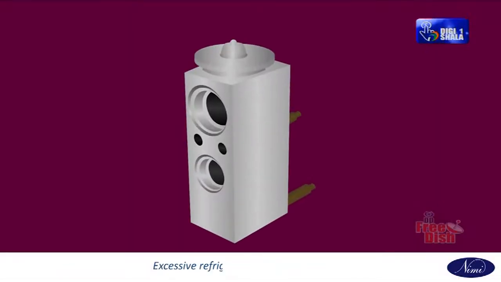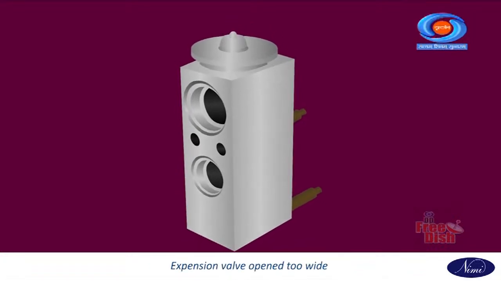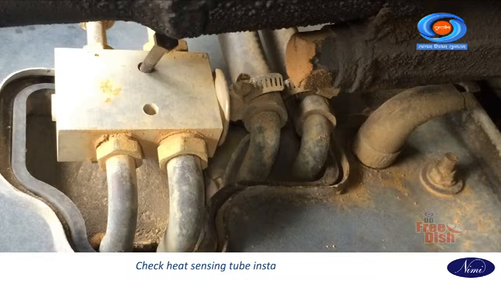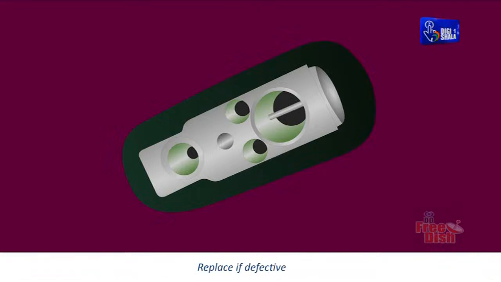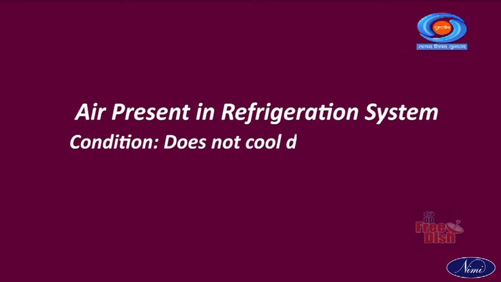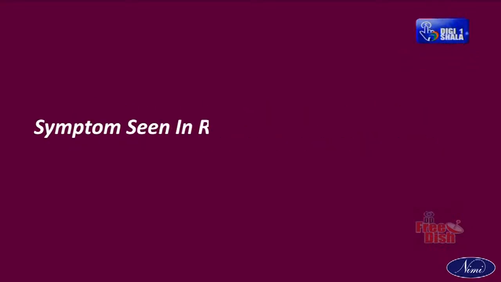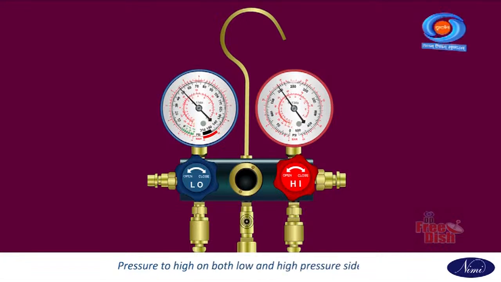Diagnosis: excessive refrigerant in low pressure piping. Expansion valve open too wide. Remedy: check heat sensing tube installed condition. If normal, test the expansion valve as a unit. Replace if defective. Air present in the refrigeration system. Condition: does not cool down sufficiently. Symptoms seen in the refrigeration system: pressure too high on both low and high pressure sides.